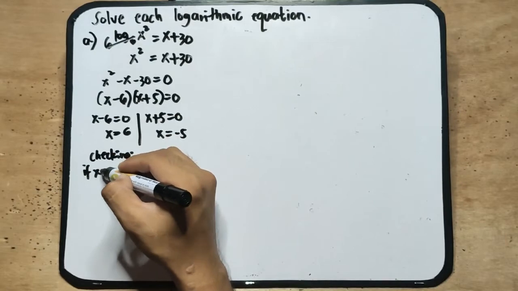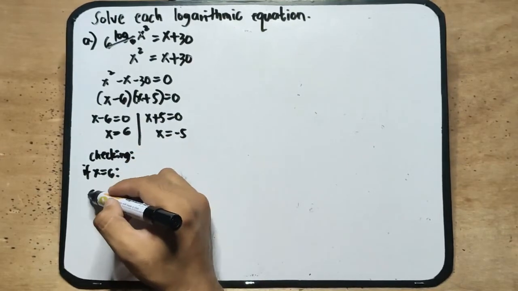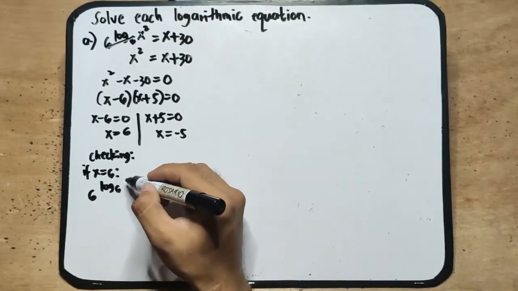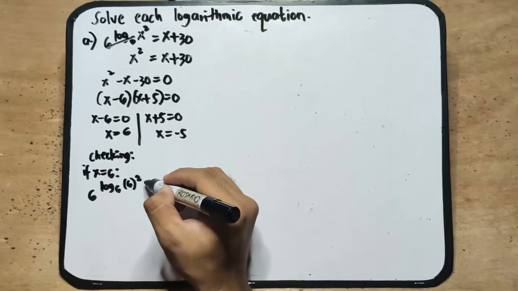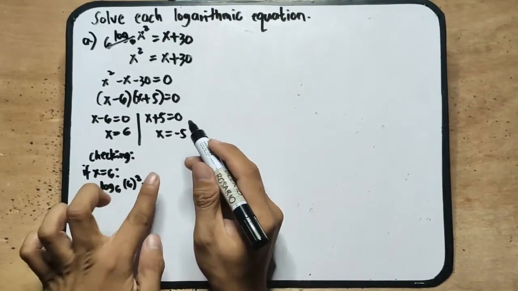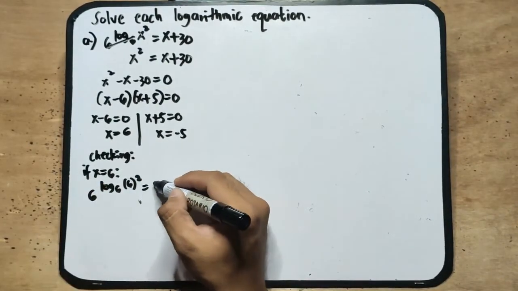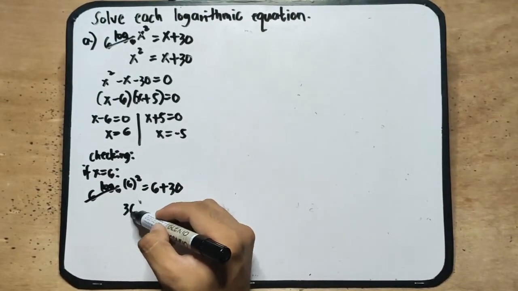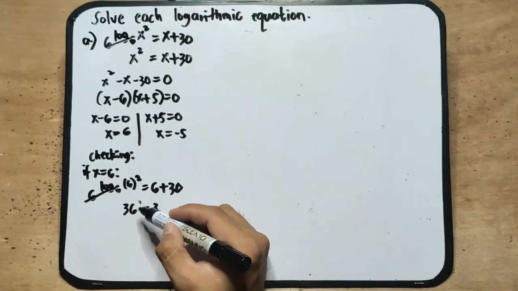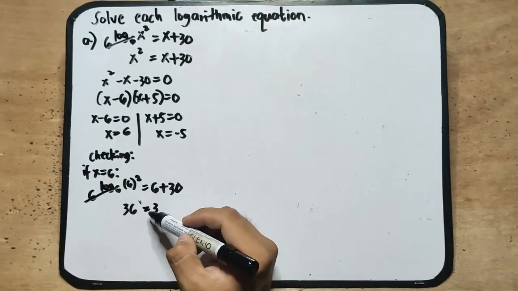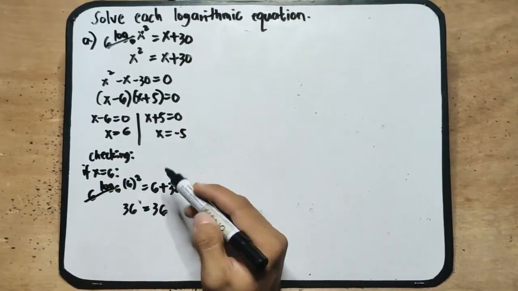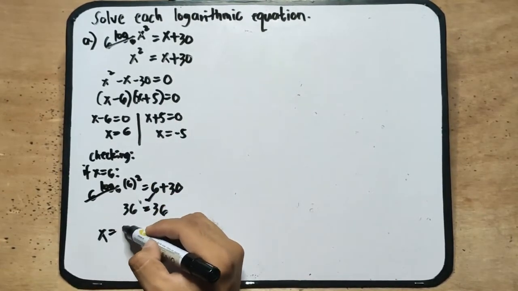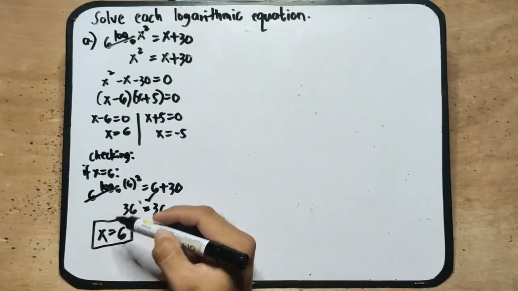So if x is equal to 6, then we have 6 raised to log base 6 of 6 squared is equal to 6 plus 30. So mga-cancel na yan. We have 6 squared is 36, or 36. 6 squared is 36 is equal to 6 plus 30 is 36. Since we ended up with the true statement, therefore 6 is a valid value for x.